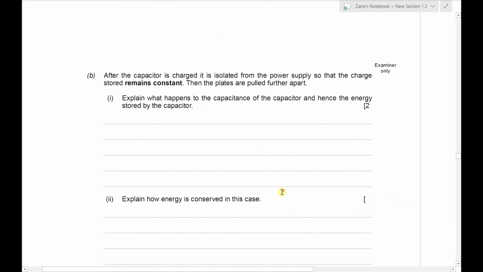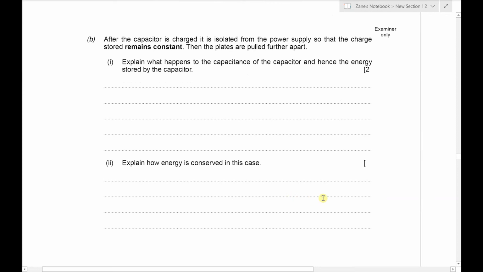For the next part of the question, after the capacitor is charged, it's isolated from the power supply so that the charge remains constant, and the plates are pulled further apart. Explain what happens to the capacitance of the capacitor. Well, from C equals epsilon naught A over D, if the area hasn't changed and epsilon naught is a constant, then C is inversely proportional to D. So as we've increased D, the capacitance will decrease.